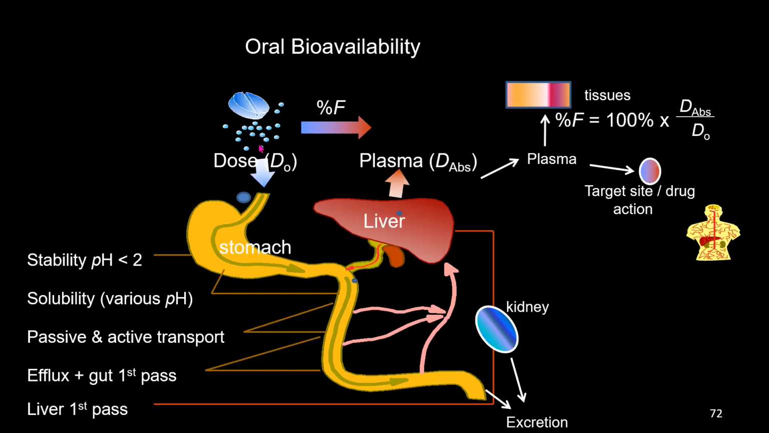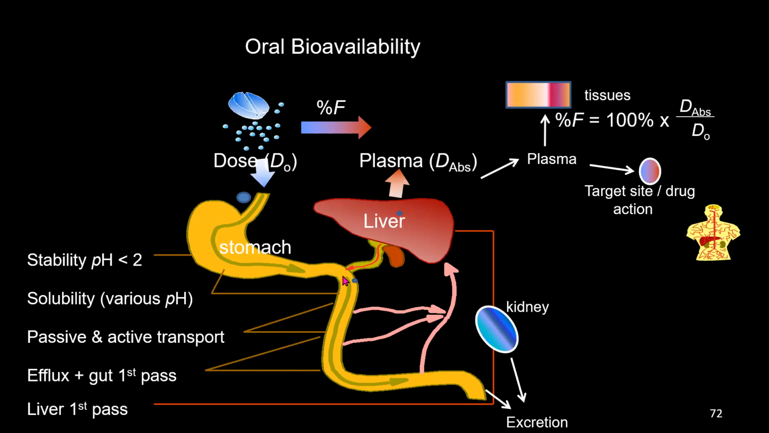So we take the drug orally, and the pH of the stomach is extremely acidic, pH 2. Your drug has to be very stable at that pH. That's very important. And it has to be soluble at that pH also, correct? If it has to get absorbed and go to the bloodstream.